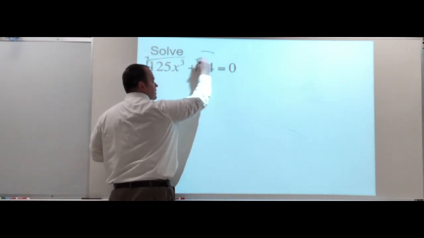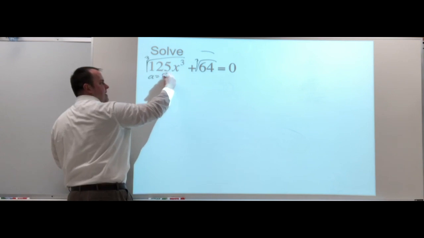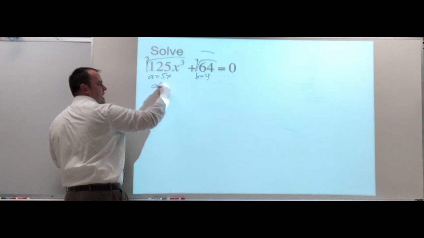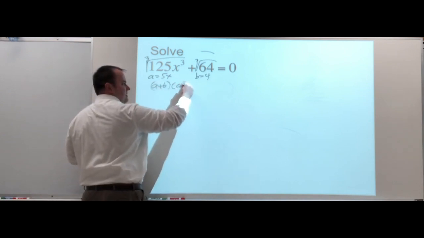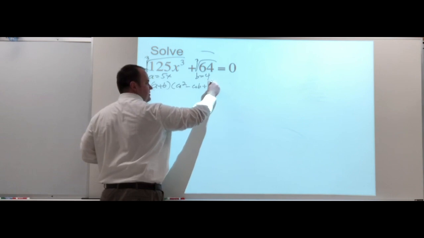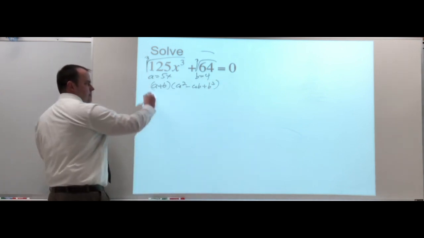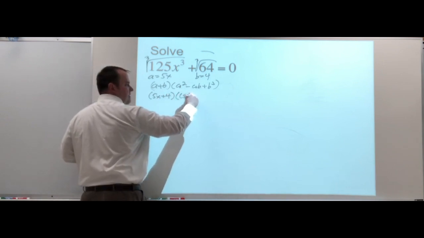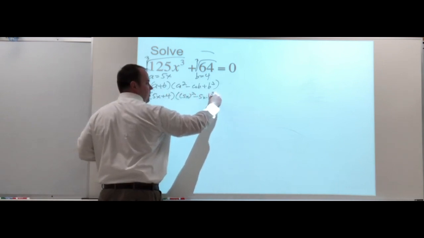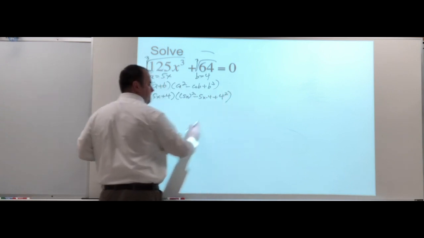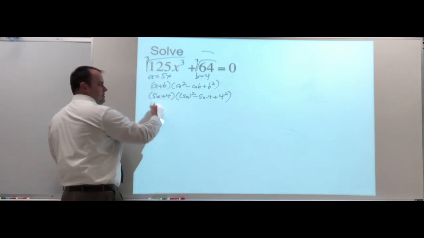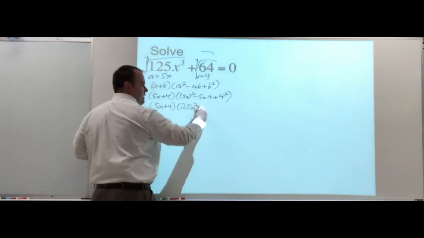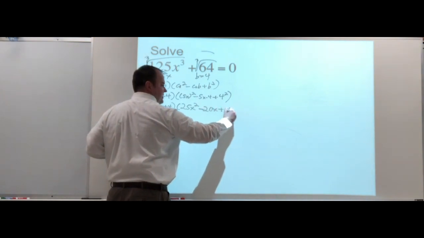Cube root, cube root. So we should have a being 5x, b being 4. It's plus, so it's on the a plus b: a squared minus ab plus b squared. And plugging all this in, 5x plus 4, 5x squared minus 5x times 4 plus 4 squared. Simplifying some things, 5x plus 4, 25x squared minus 20x plus 16.